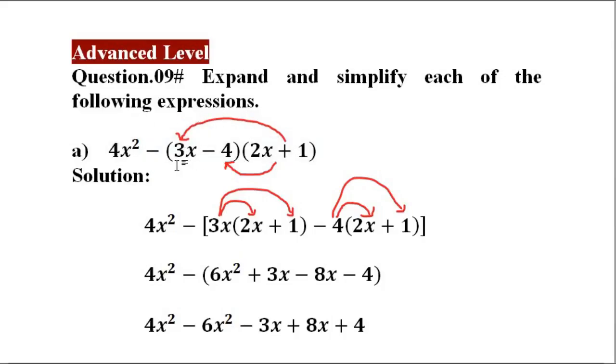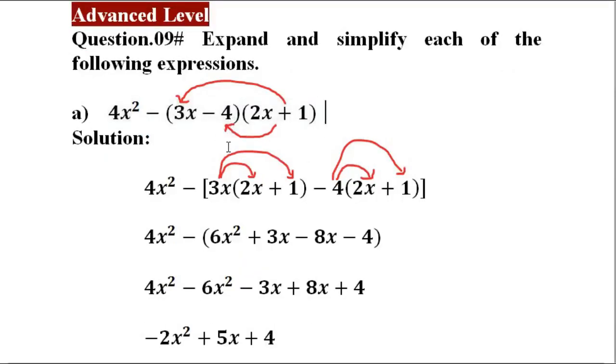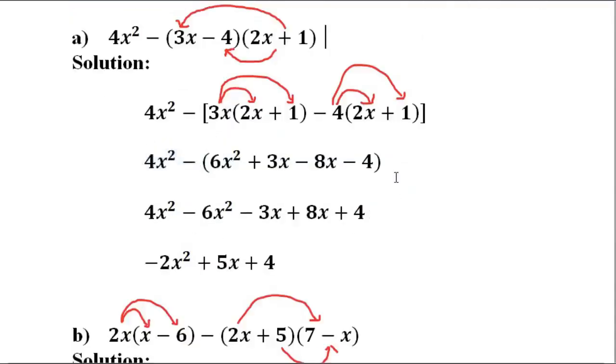Moving on to number 1, we have positive 4x squared, negative, and then in parentheses, positive 3x negative 4 times positive 2x positive 1. To simplify the expression, I'll multiply the expression in the second parentheses by each term in the first parentheses. Let's not forget to include the square brackets for the expansion of positive 3x negative 4 and positive 2x positive 1. We have positive 3x times positive 2x positive 1, negative 4 times positive 2x positive 1.